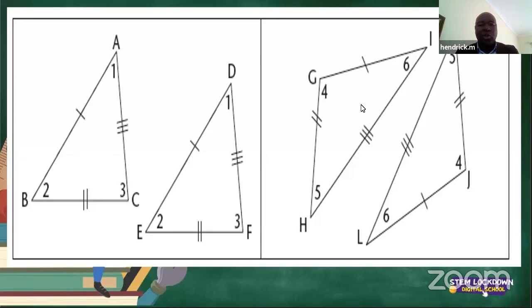Now, these two pairs of triangles with corresponding sides that are equal, we say that they are congruent. In other words, if you go to the first pair again, lastly, triangle ABC will be congruent to triangle DEF, whereas triangle GHI is congruent to triangle JKL.